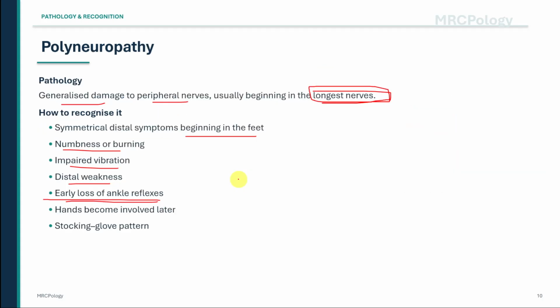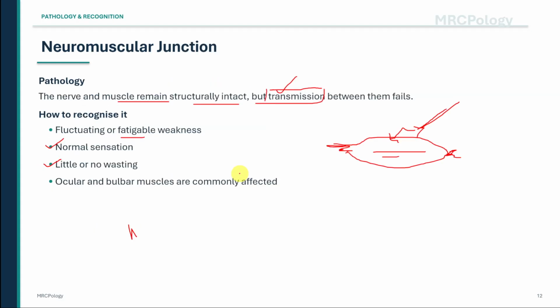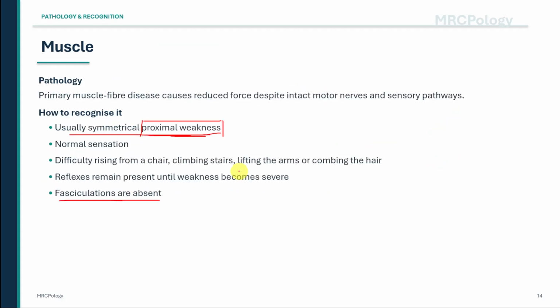Bilateral symmetrical length-dependent abnormalities suggest polyneuropathy. Fluctuating fatigable weakness with normal sensation suggests neuromuscular-junction disease. Symmetrical proximal weakness with preserved sensation and reflexes suggests myopathy.